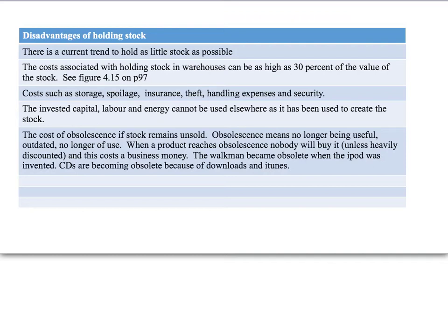There is invested capital, labour and energy. You can't use it anywhere else. It's already been used to create stock. And a big one for a disadvantage of stock is obsolescence. If you're holding things in stock, and it gets to a point where nobody wants them anymore, well, you're going to have to just get rid of them and possibly not get anything for them. So an example there is the Walkman became obsolete, of course, as soon as the iPod came out. And CDs are going the same way, becoming obsolete because something else comes along and replaces it.